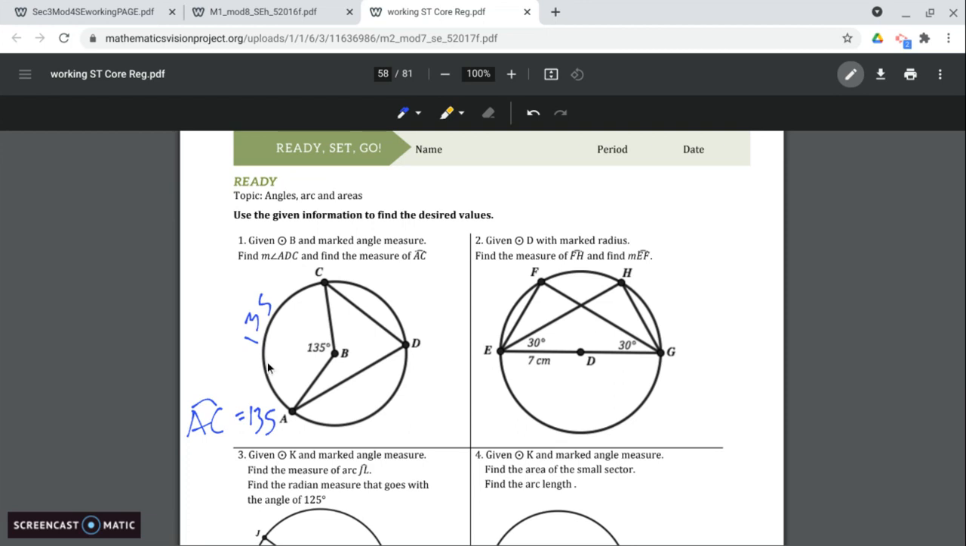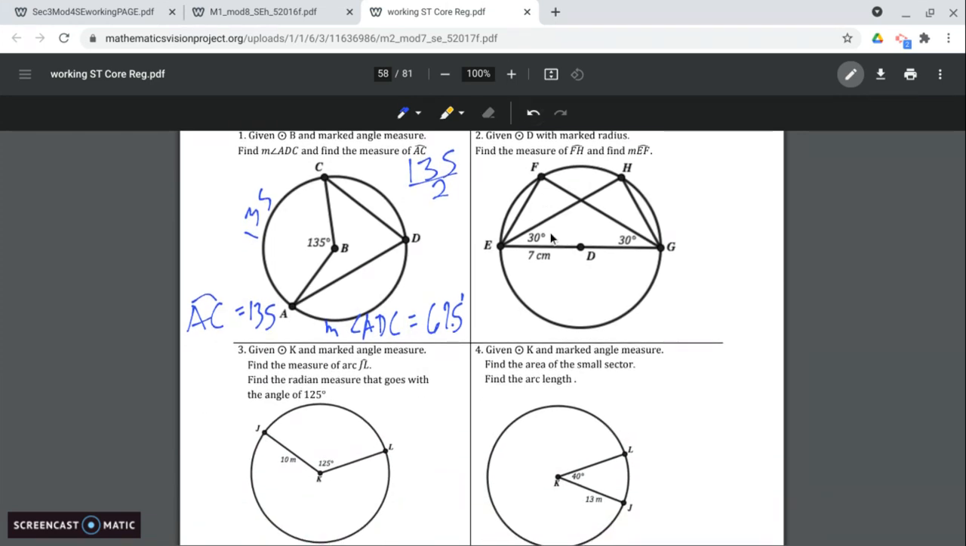Now remember, the relationship between this arc and the intercepted angle is the arc is twice the value of the angle. So we take 135 and we divide it by 2. 135 divided by 2, the measure of angle ADC equals 67.5 degrees.